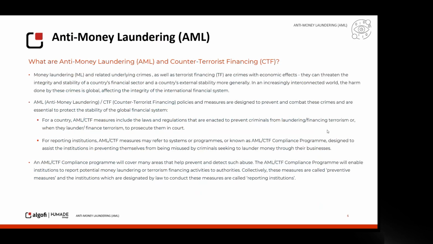Money laundering and related underlying crimes, as well as terrorist financing, are crimes that have economic effects. They can threaten the integrity and stability of a country's financial sector and the country's external stability, more generally said. In an increasingly interconnected world, the harm done by these crimes is global, affecting the integrity of the international financial system. Anti-money laundering and counter-terrorist financing policies and measures are designed to prevent and combat these crimes and are essential to protect the stability of the global financial system.